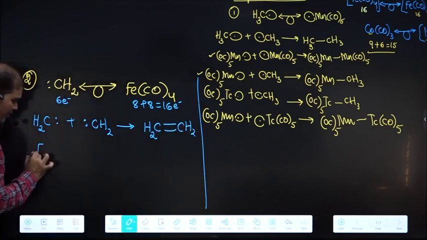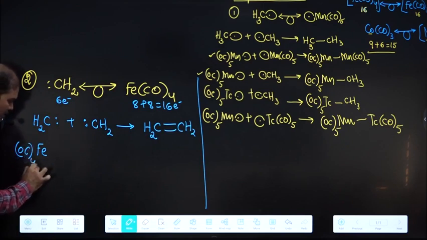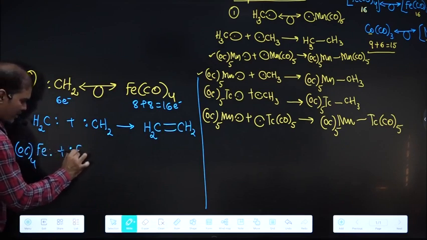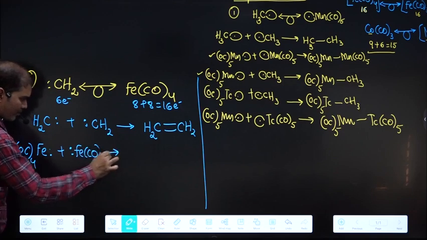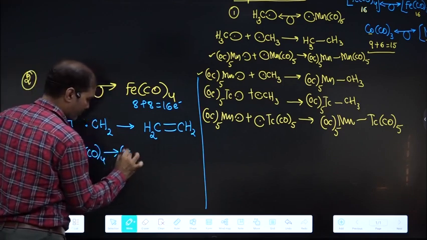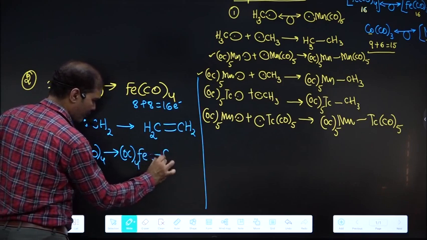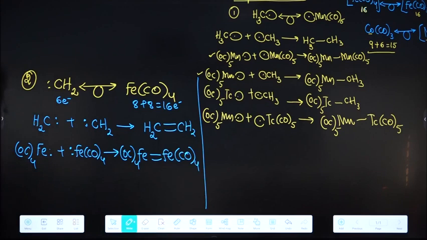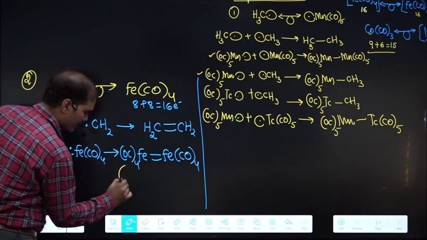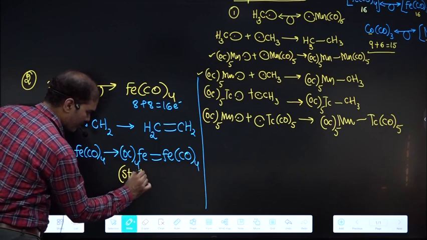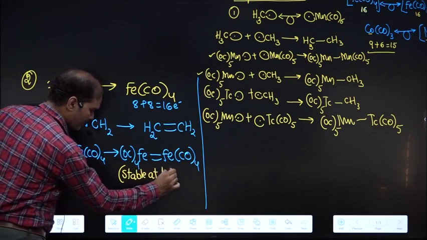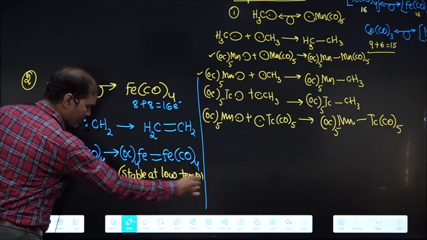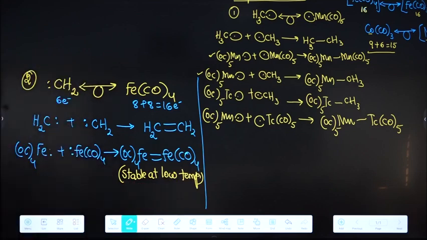Likewise, if I combine Fe(CO)4 with another Fe(CO)4, what should be my product? It has to be (CO)4Fe=Fe(CO)4. That should be my product. You write it as stable at low temperature. It was formed, but it is only stable at low temperature. It was not stable at higher temperature.